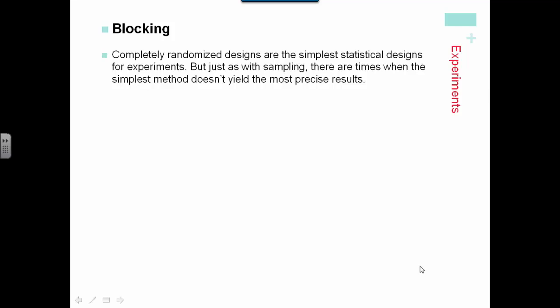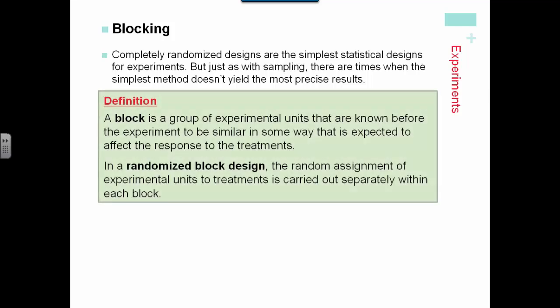Completely randomized designs are the simplest statistical designs, but just as with sampling, there are times when the simplest method doesn't yield the most precise results. A block is a group of experimental units known before the experiment to be similar in some way that is expected to affect the response to the treatments. In a randomized block design, the random assignment of experimental units to treatments is carried out separately within each block.